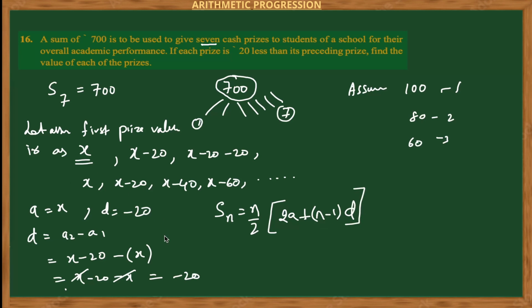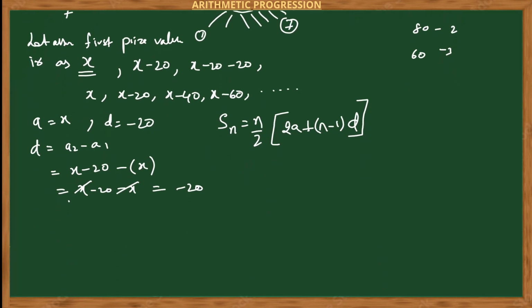Okay, so now let's start substituting and we should be able to get the value of it here. Sn, what is n here? n we know is 7, and we have the value of Sn, the total sum, which is 700, the total price which has been given, between the 7 students. Do we have the value of a? Yes, we have a as x. n is nothing but 7, minus 1. Substituting here, do we have the difference? Yes, the difference d is minus 20.